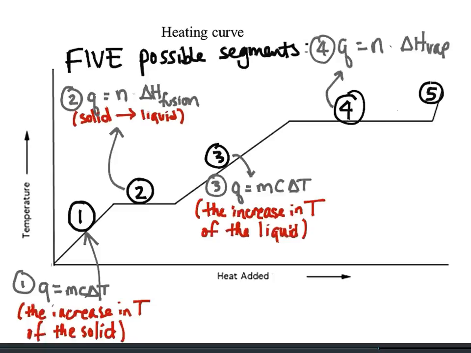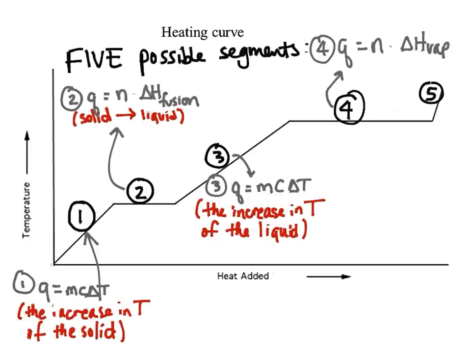Another point worth making is that delta T for that middle segment, the third segment, if you're going all the way from the beginning of that segment to the end, the change in temperature is definitely going to be the boiling point minus the freezing point, because remember, the liquid only exists between the freezing point and the boiling point. So those two values are important in these calculations. You need to know what those are.